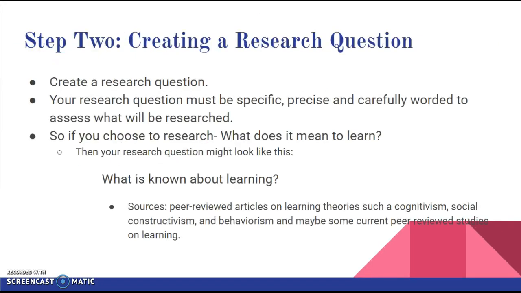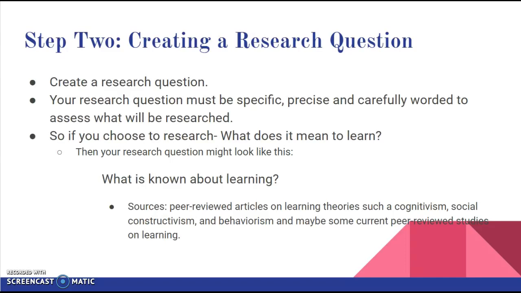All right, step 2 would be creating a research question. So once you've decided what you're interested in researching, you're going to create a research question around that to kind of guide your focus. So your research question should be specific and precise, carefully worded to assess what you will be researching. So again, you can keep your focus narrow, because as you see, if you do a quick search on what is learning, there's many sources.